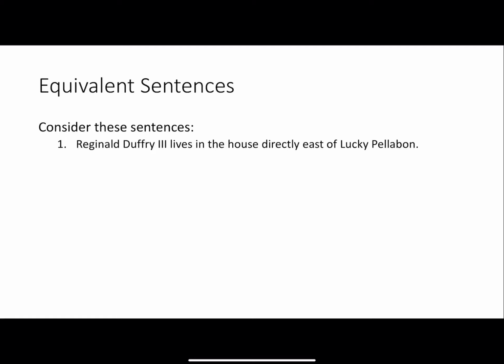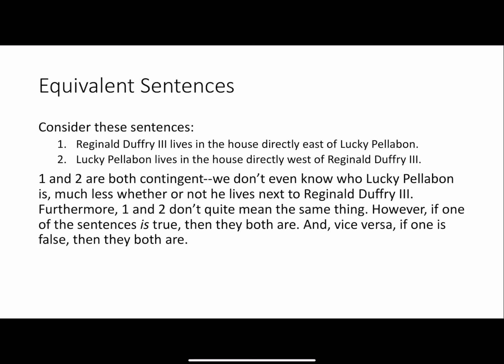Just as we can talk about the properties of a single sentence, we can also talk about relations that hold between sentences. And one of those relations is the relationship of equivalency. So consider these two sentences. Sentence 1: Reginald Dufree III lives in the house directly east of Lucky Pellebon. Sentence 2: Lucky Pellebon lives in the house directly to the west of Reginald Dufree III. Now, both of these sentences are contingent. We don't even know who Lucky Pellebon is, much less whether or not he lives next to Reginald Dufree III.